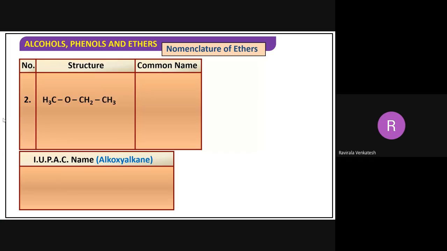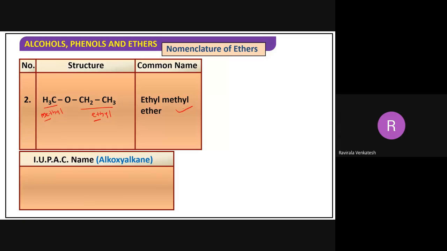Now let me see here. This one is methyl. This one is ethyl. So what do you have to call this one? Ethyl methyl ether. Alphabetically we have to use ethyl, methyl, ether. So ethyl methyl ether it is called.